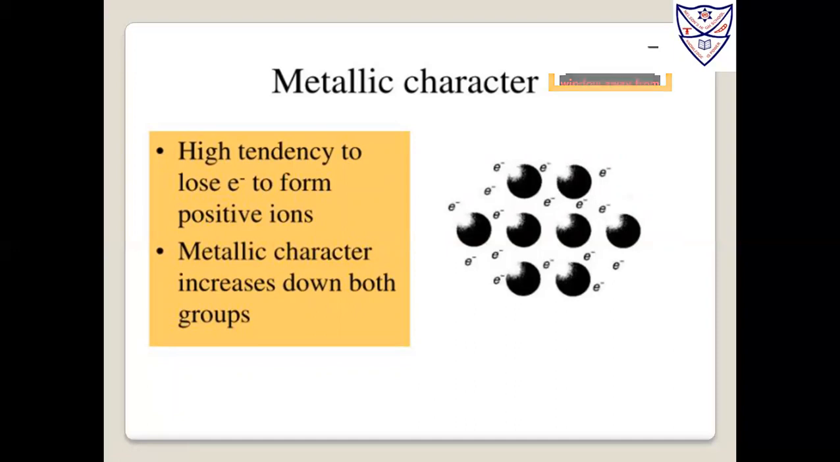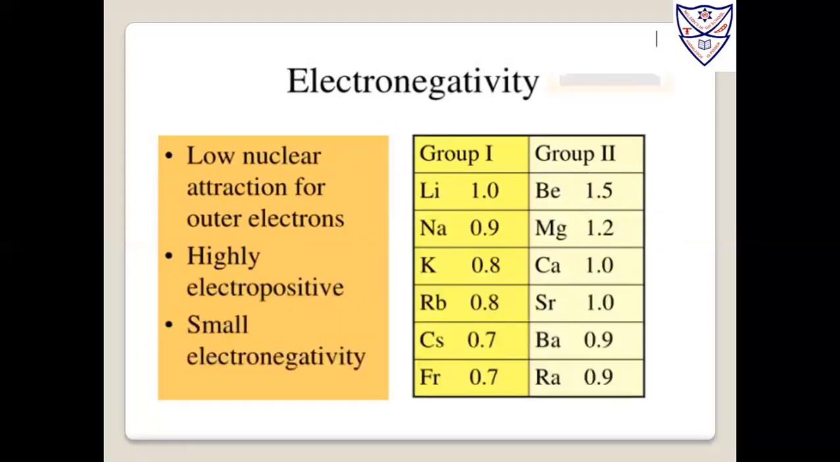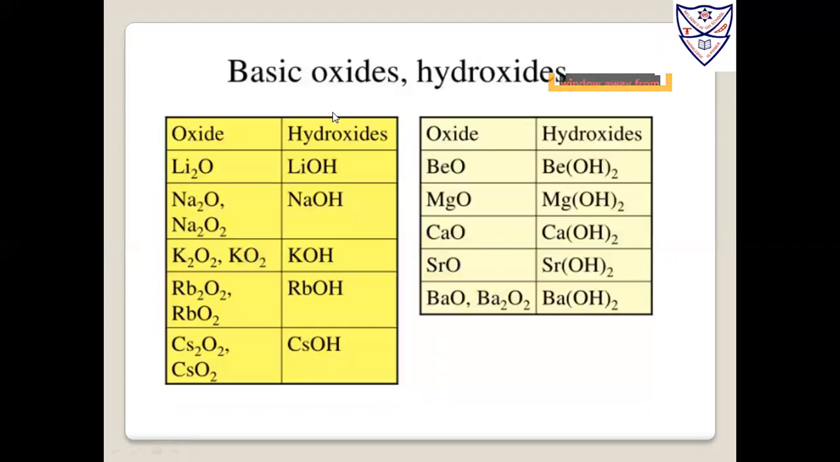In this, we are going to study the metallic character, atomic radii, ionic radii. Next one is electronegativity. It has a low nuclear attraction for outer electrons. It's highly electropositive, as you can see: Li plus, Na plus, K plus, Rb plus, Cs plus, francium plus. So it is highly electropositive, so it has a low or small electronegativity. Next, basic oxides. It forms basic oxides like Li2O, Na2O, Na2O2 peroxide, and superoxides like K2O2, KO2, Rb2O2.